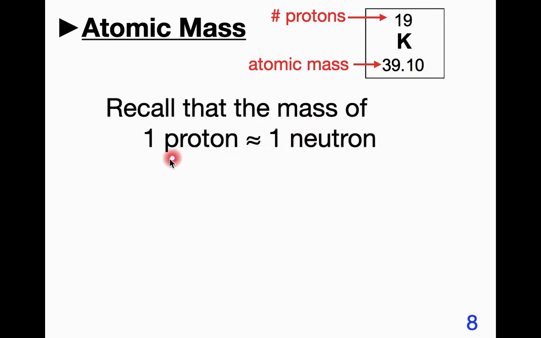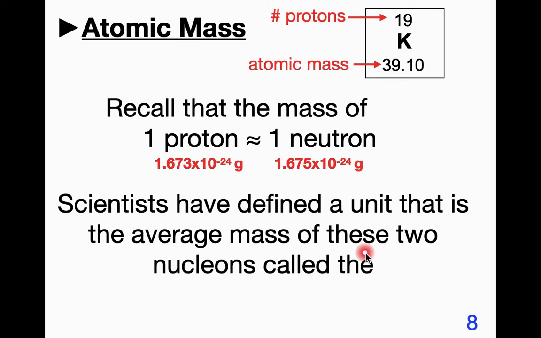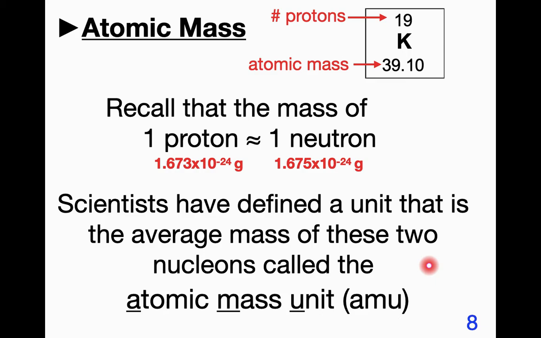Recall that the mass of one proton is almost exactly equal to the mass of a neutron. In your last notes, you were given these two numbers as the actual mass of a proton and a neutron, and you can see they're not exactly equal to one another. Pretty close, but not exactly. Okay. Scientists have defined a unit that is the average mass of these two nucleons, and it's called the atomic mass unit, AMU. In recent years, it's been abbreviated to just U, but we're still going to be using AMU. So AMUs are atomic mass units. So it's the average mass between the two.